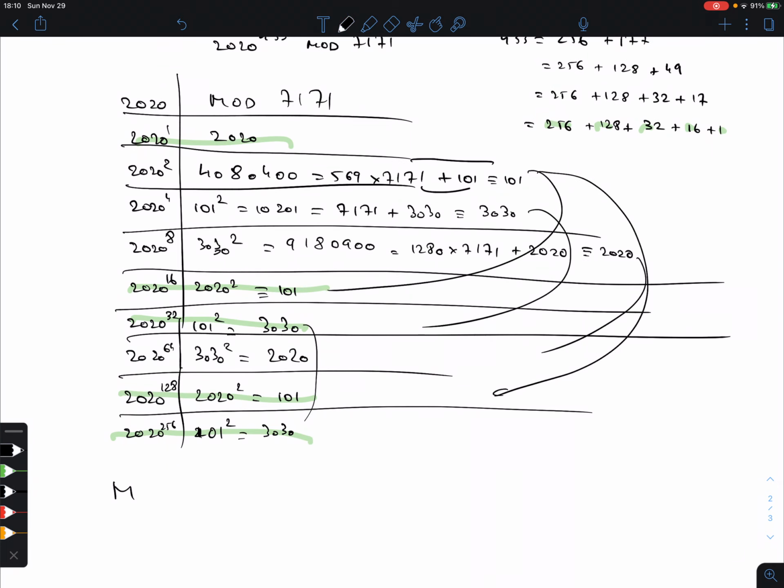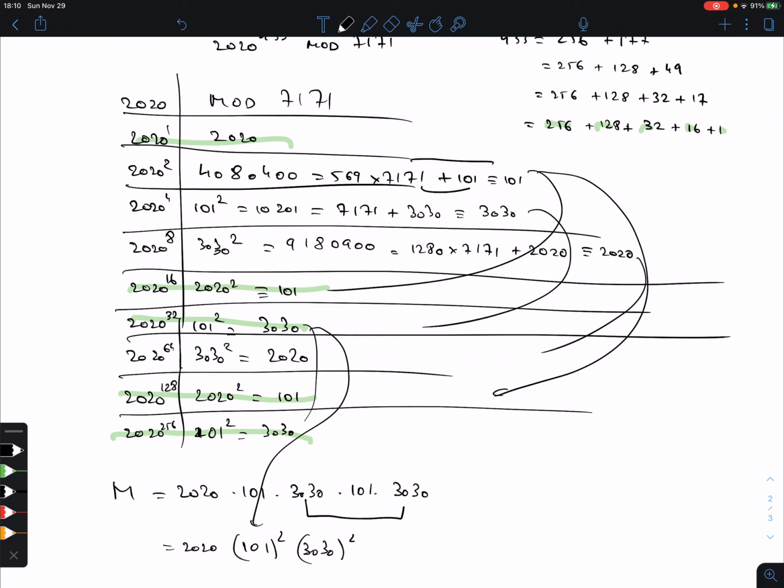So the original message was 2020 times 101 times 3030 times 101 times 3030. Now, let's regroup things a little bit, because 3030 times 3030 is 3030 squared, right? The same we do here, square these two and square these two. And because I know already what they are, 101 squared, that is 3030. So that's 2020 times 3030. And 3030 squared, that is this one, is 2020.